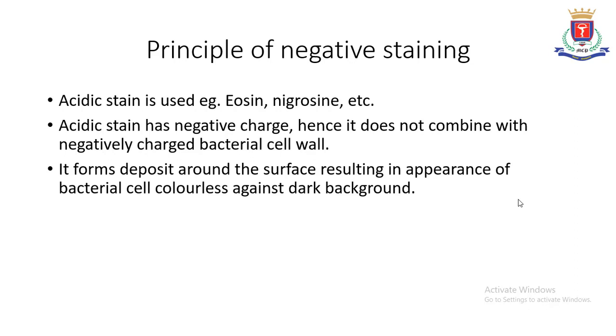The amino acid contains both carboxylic group and amino group. But the carboxylic groups are oriented outwards. So when these carboxylic groups undergo ionization, they carry negative charge, that is COO minus. So, as the acidic stains are also negative in charge and your cell surface is also negative in charge, the stain is not retained by the bacterial cell wall and it gets deposited around the surface, resulting in appearance of bacterial cell as colorless against dark background.